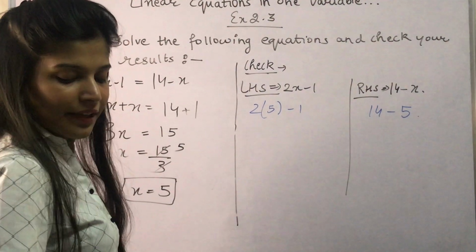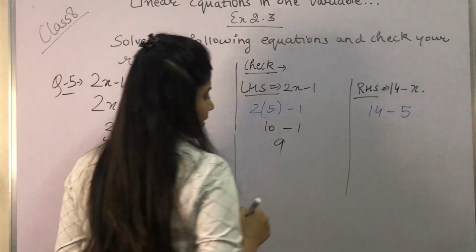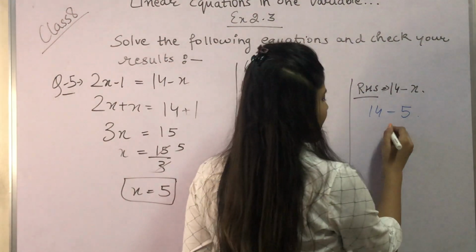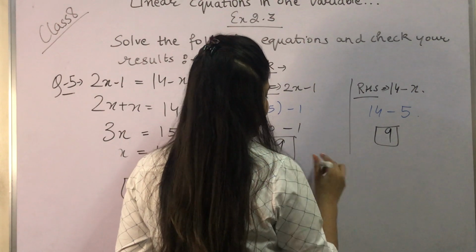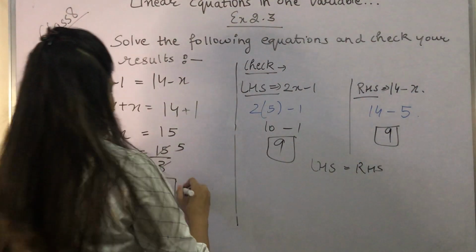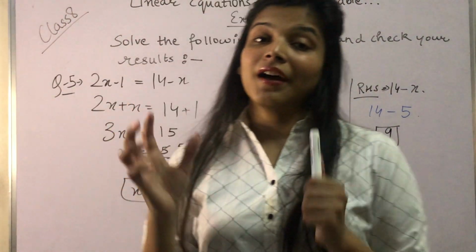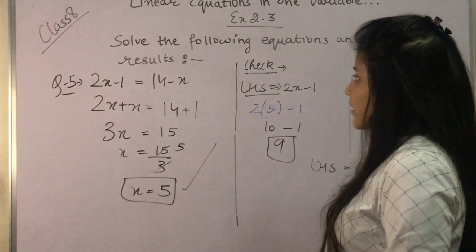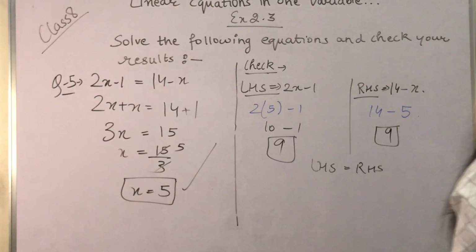So 2 into 5 minus 1 and 14 minus 5. Alright, 2 into 5 is 10. So 10 minus 1. 10 minus 1 is 9. And 14 minus 5 is again 9. So it means that again LHS equals to RHS. So it means our answer is right. The value of x is nothing but 5. So this was our question number 5. Now let's come to the next question.